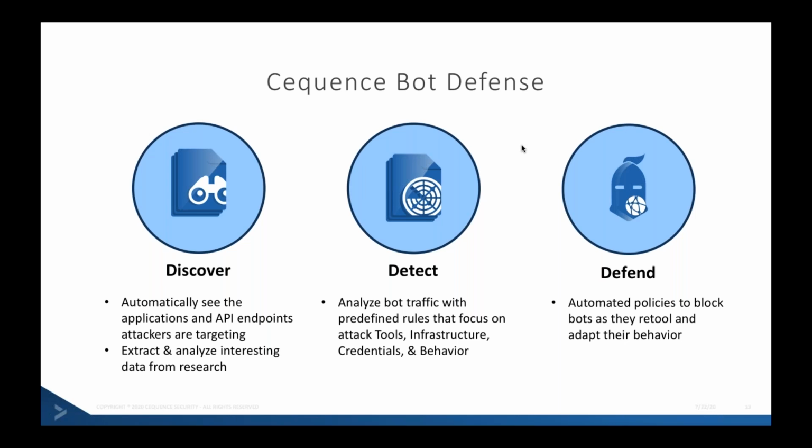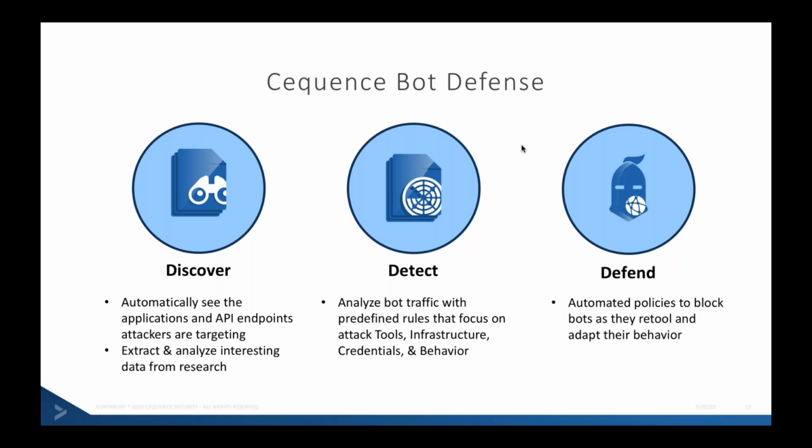The second bullet point is the detection. Detection is everything that we just went over, looking at those 4 pillars, analyzing the bot traffic with predefined rules and custom rules that you can make that focus on the 4 pillars of an attack: the tools, the infrastructure, the credentials, and the behavior.